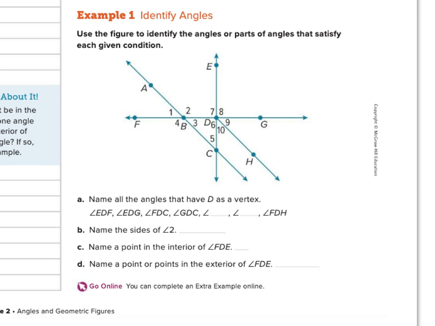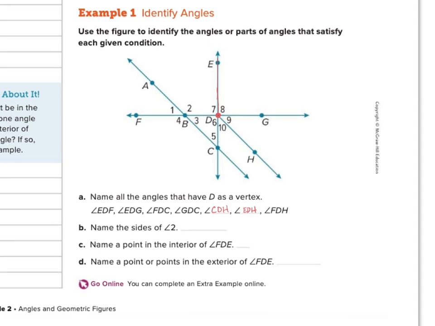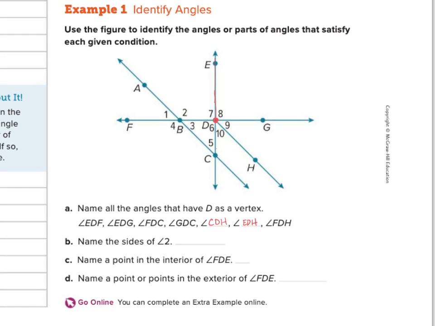Name all the angles that have D as a vertex. All right, here is D. Right here, D. And what are the angles that have the vertex? They've already given us some of the things. I'm going to go ahead and label them real quick. Okay, looking at that, I wanted to quickly do that.